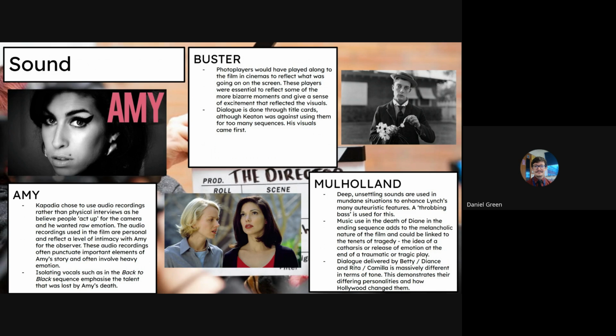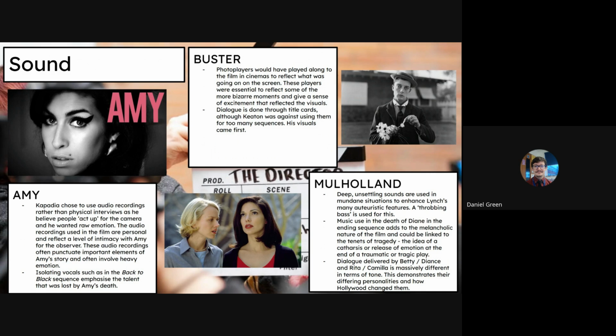All of these things are mundane, but the music and unsettling throbbing bass is used to help us understand it. So the music use as well, and the death of Diane in the ending sequence adds to the melancholic nature of the film and could be linked to the tenets of tragedy. And this is where my English teacher comes out a little bit. So the idea of a catharsis or a release of emotion at the end of a traumatic or tragic play is often used in tragic theatre.